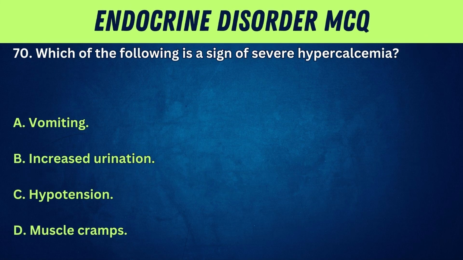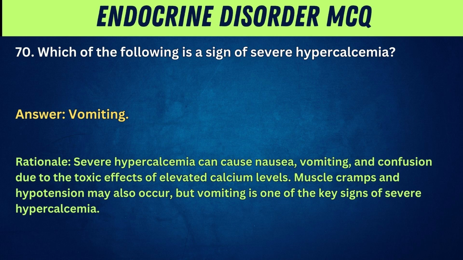70. Which of the following is a sign of severe hypercalcemia? A. Vomiting. B. Increased urination. C. Hypotension. D. Muscle cramps. Answer: Vomiting. Rationale: Severe hypercalcemia can cause nausea, vomiting, and confusion due to the toxic effects of elevated calcium levels. Muscle cramps and hypotension may also occur, but vomiting is one of the key signs of severe hypercalcemia.